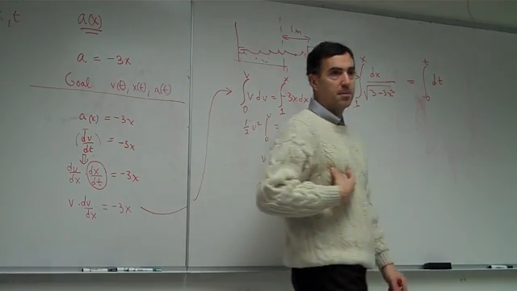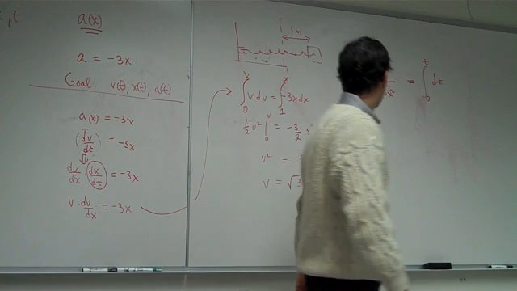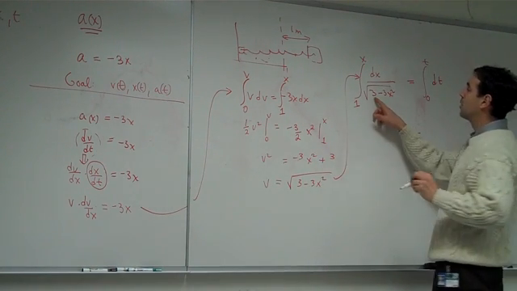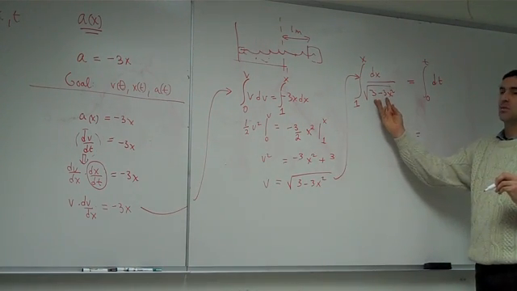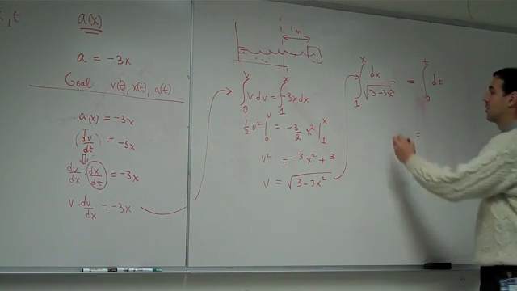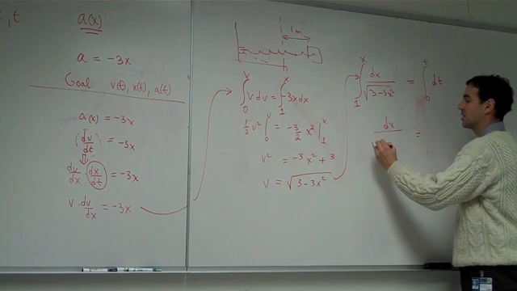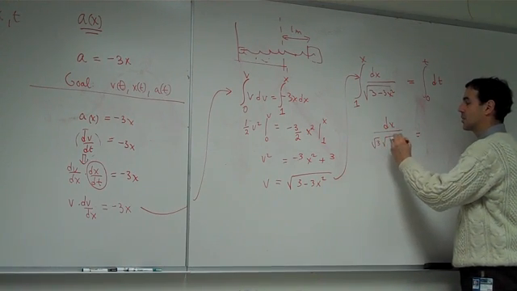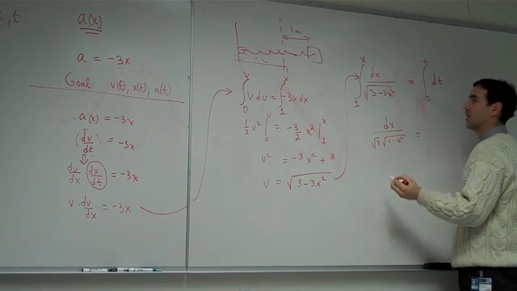I'll do the next step to clean it up a little bit. I'm going to pull the square root of 3 out of that square root. They both have a 3. So this will be dx over the square root of 3 times the square root of 1 minus x squared.